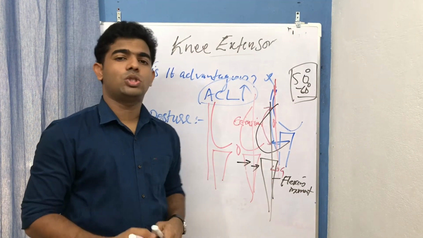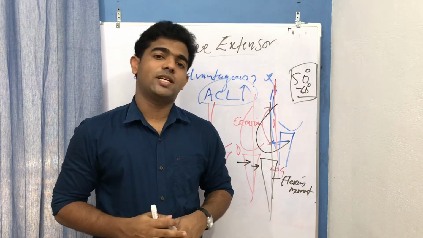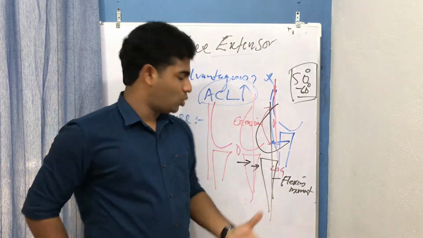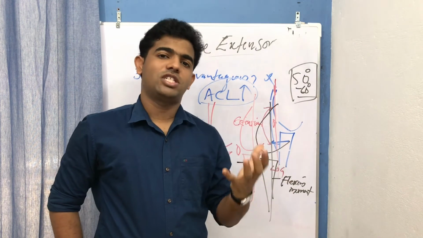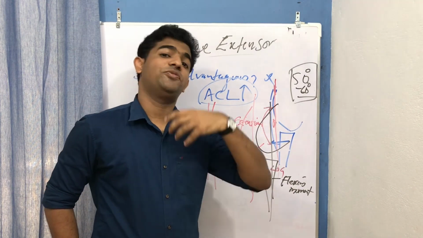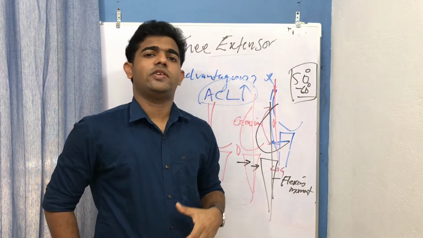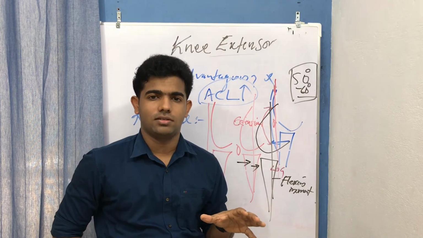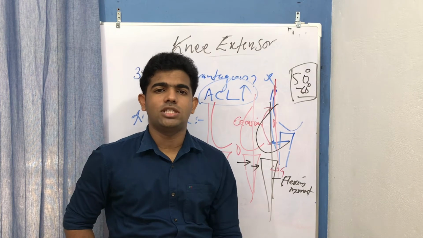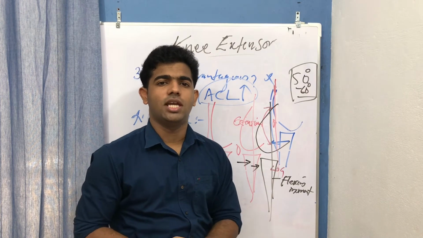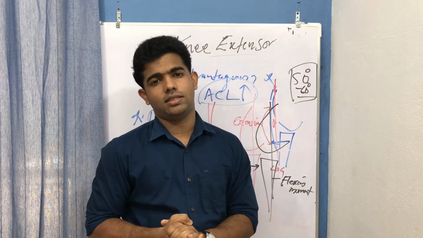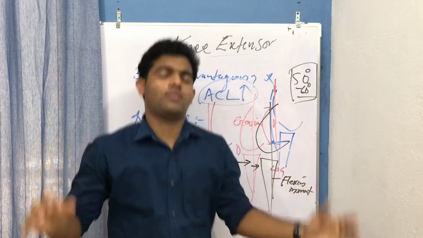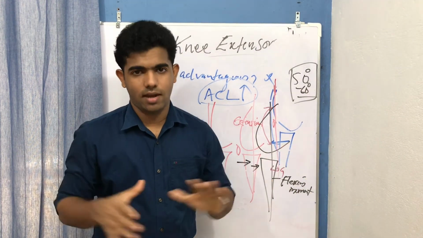And this is the position where the quads has to work. The quads has to work greatly to overcome this external flexion moment. So the activity of the quadriceps muscle increases when you go from extension to flexion. Your quads is responsible for holding you in that position due to its eccentric contraction. If there is quads weakness, buckling can happen.